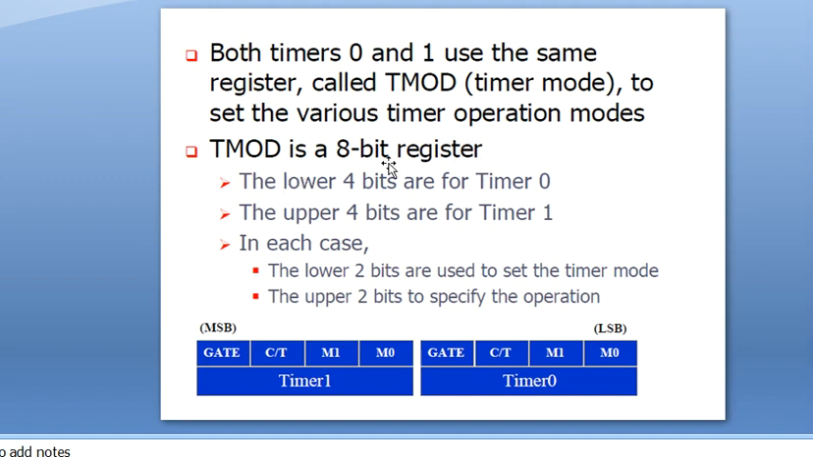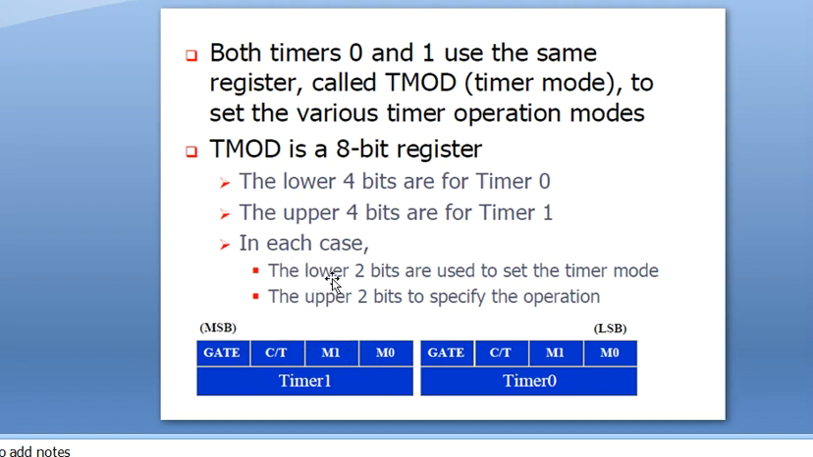TMOD is an 8-bit register. The lower 4 bits are for timer 0 and the upper 4 bits are for timer 1, right? As you can see here, these 4 bits are for timer 0, and these 4 bits are for timer 1. If you want to configure timer 0, it has to be configured here, and if you want to configure timer 1, it has to be configured here, right?